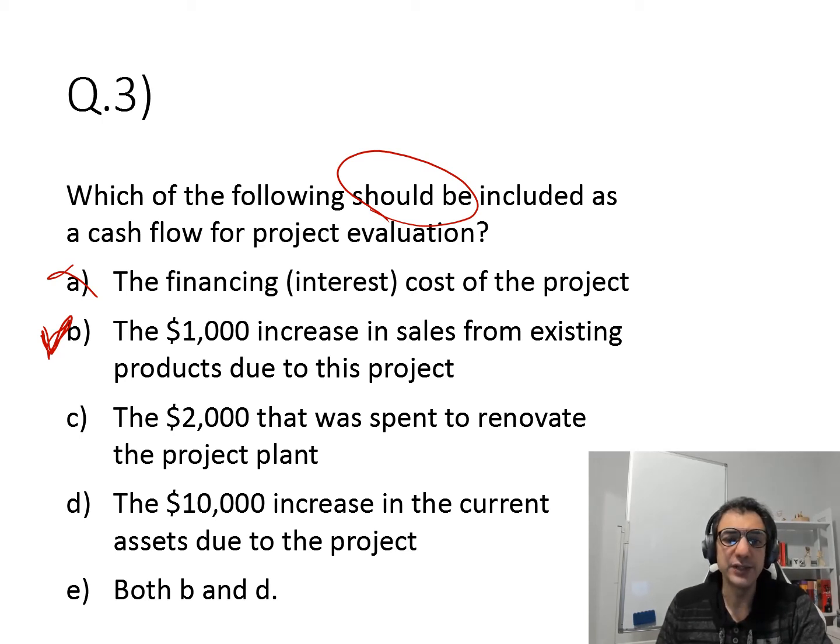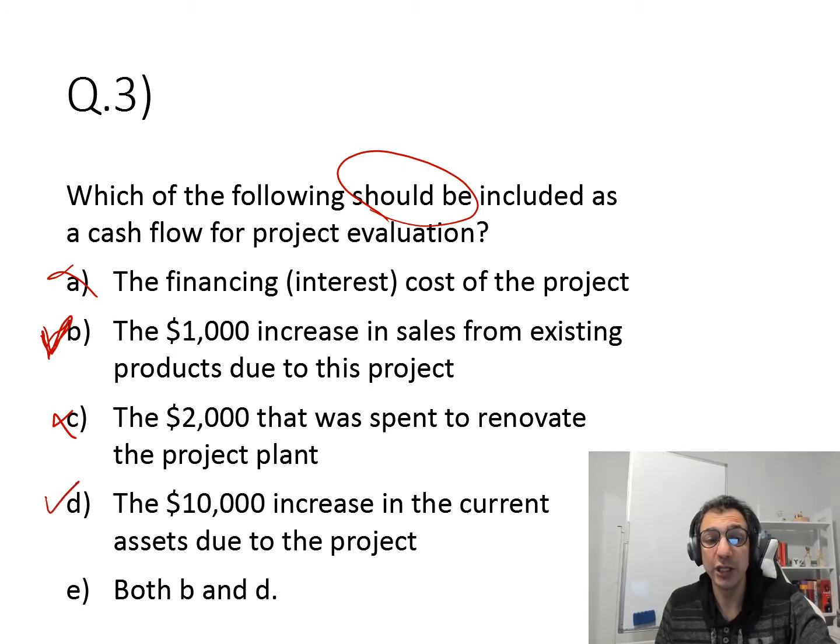The $2,000 that was spent to renovate the project plant. Now, the $2,000 you already paid. That's the sunk cost. You shouldn't include it for the current project, for the current evaluation. The $10,000 increase in the current assets of the project, for sure, due to the project. When it comes to current assets and current liabilities, we talk about the net working capital. Any changes should be included. So the answer, D should be included.